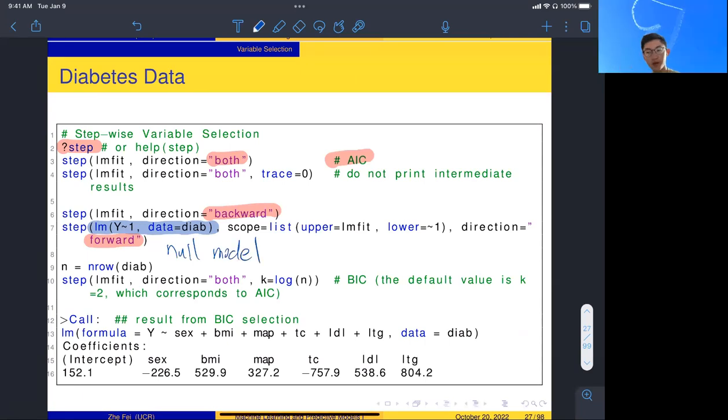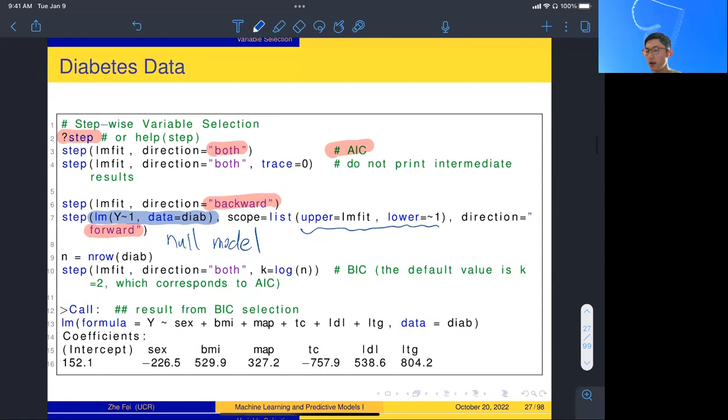We give it to the step function, and the scope is another argument; if you use it, you will learn it. Essentially, it gives the largest possible model, so the range of the model that you look at, from your full model to the null model. That's the range or the scope for forward selection. So, that's some coding example for the stepwise selection.